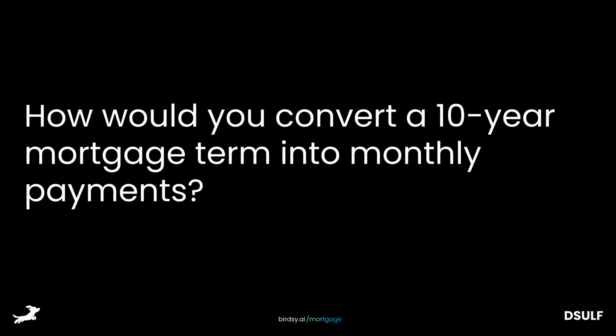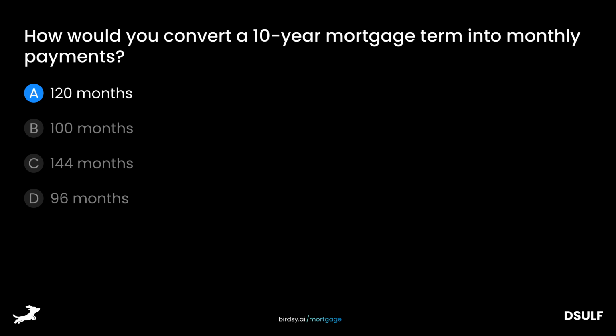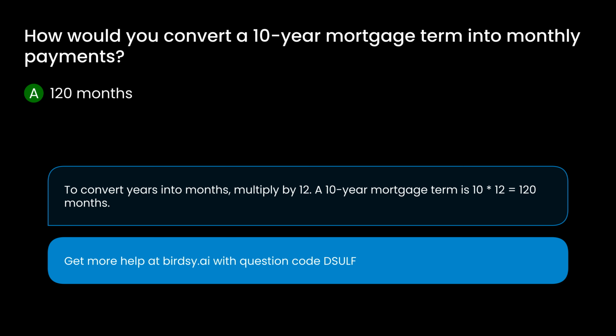How would you convert a 10-year mortgage term into monthly payments? Is it A, 120 months, B, 100 months, C, 144 months, or D, 96 months? The answer is A, 120 months. To convert years into months, multiply by 12. A 10-year mortgage term is 10 times 12 equals 120 months.